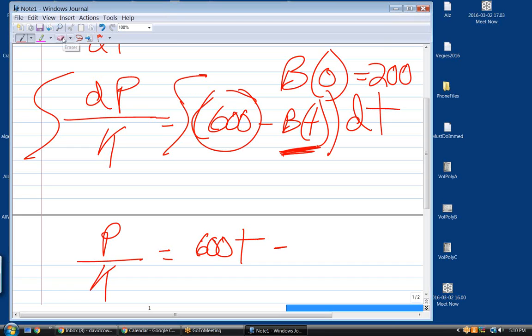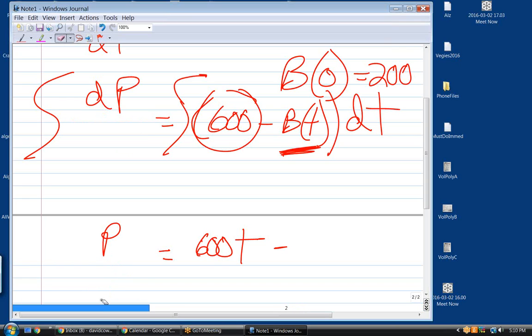Well, and apparently we don't need this k here either. I'm thinking for a moment here. T is going to be 600t minus the integral of b of t, whatever that is, dt, plus a c. And the c is critical because the initial condition allows you to solve for c.